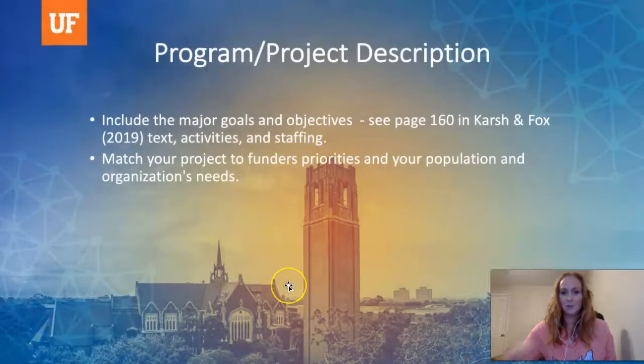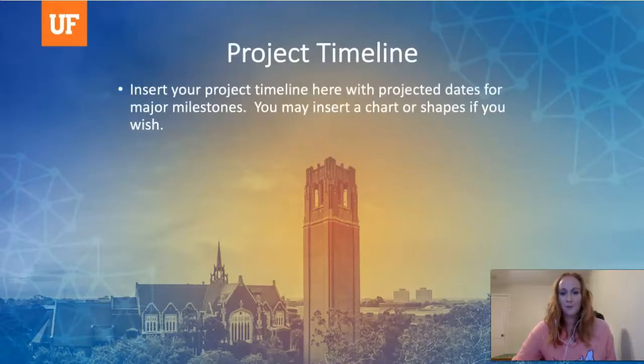And you'll kind of just do a bullet point of your activities, your staffing, your funders' priorities, and your population, and matching up the two of you as a good match, funding to seeking. Okay? Then you'll get into a project timeline.